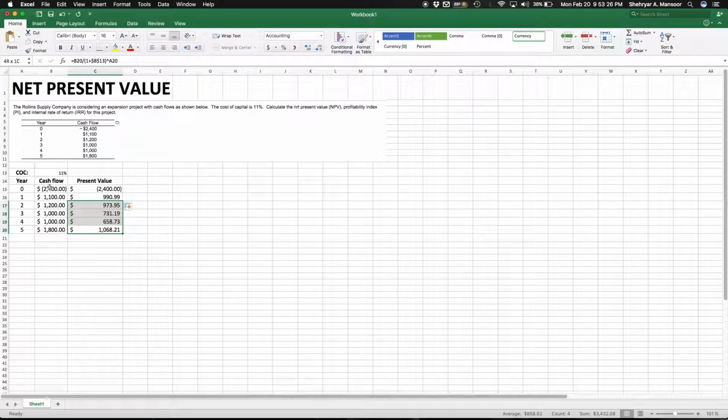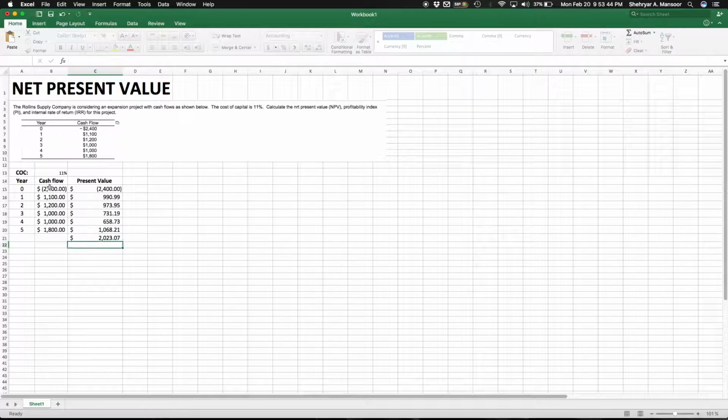So simply speaking, now we have the present value of every single individual cash flow, and to calculate the present value, you would sum all of these. But to calculate the net present value, you would add this amount, which would essentially mean subtracting it because it's a negative number, and you'd get the net present value. So you just do the sum of these numbers, and you get 2023.07. So that's your final answer.